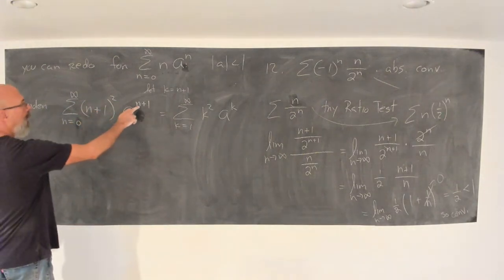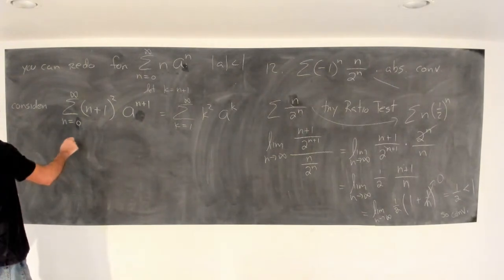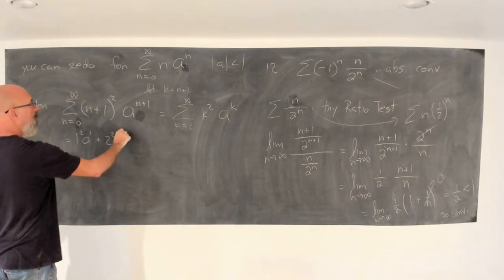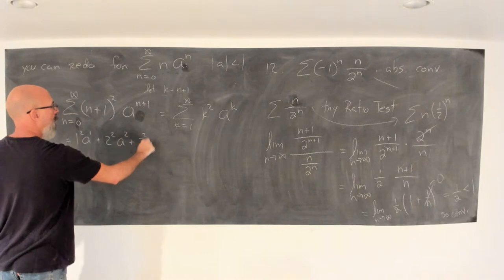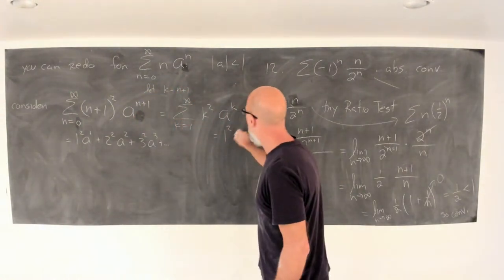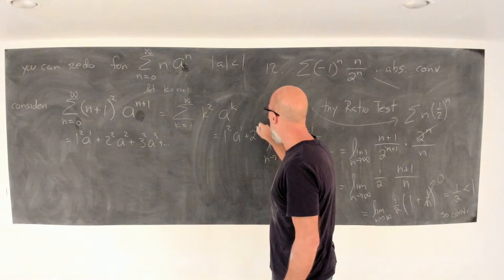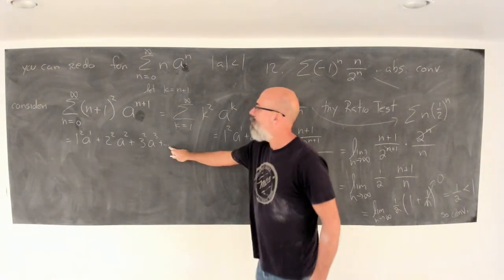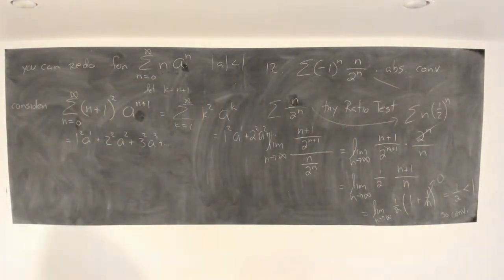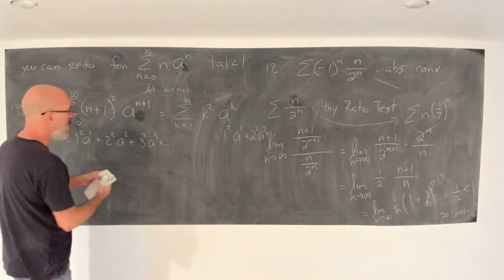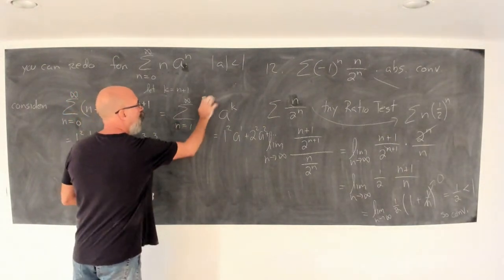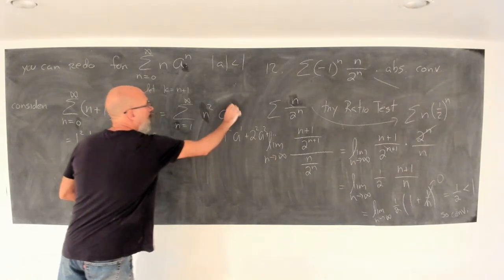And if you're not too keen on that, just write out the first few terms. This is 1 squared a to the 1 plus 2 squared a to the 2 plus 3 squared a to the 3 and so on. And what is this? This is 1 squared a to the 1 plus 2 squared a to the 2 and so on. You see that they're exactly the same. Now, k, of course, is just a dummy variable. So if I call this n, it's still true.